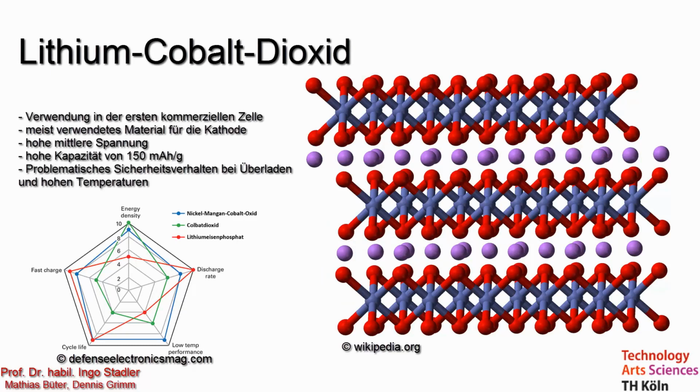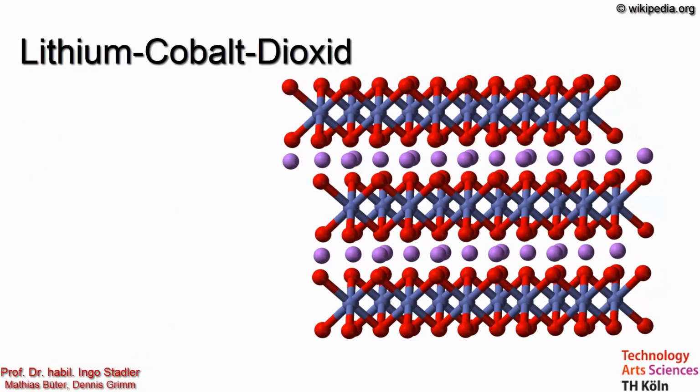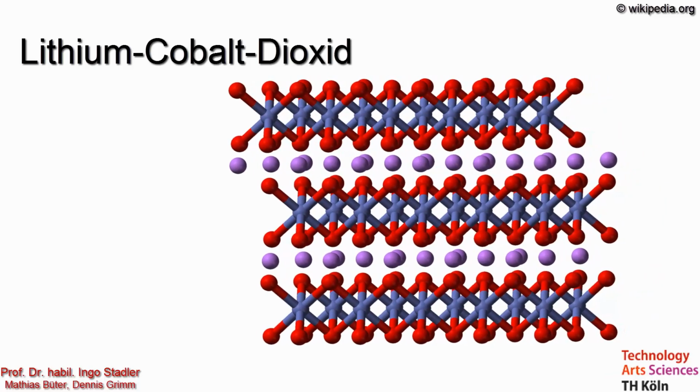Lithium-cobalt-dioxide has been used in the first commercially available cell and is still the most common material for the positive electrode. It has a high mean discharge voltage, which goes along with a high energy density. Problematic with this material is that safety is considered to be critical when the battery is overcharged or operated at very high temperatures. This is the consequence of an exothermal reaction that can decompose the material.